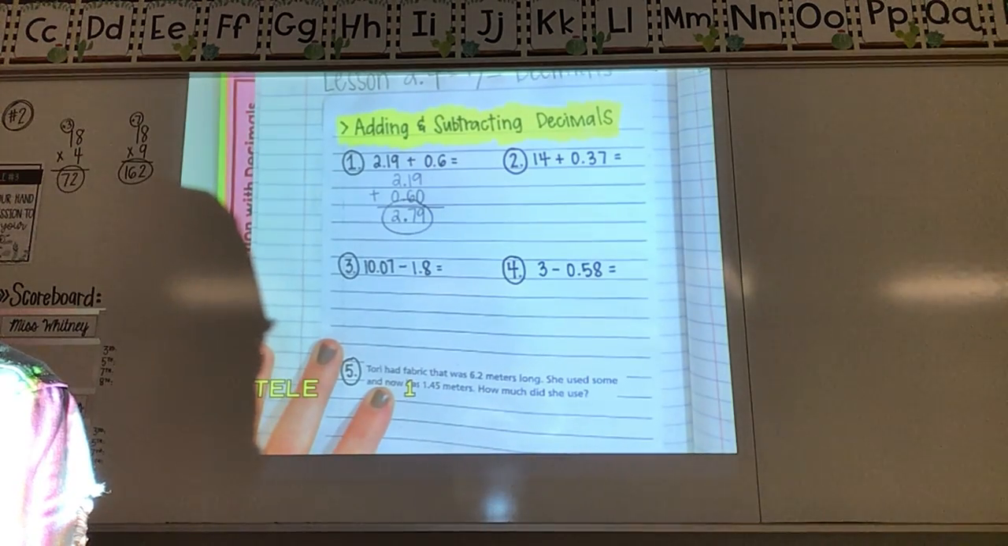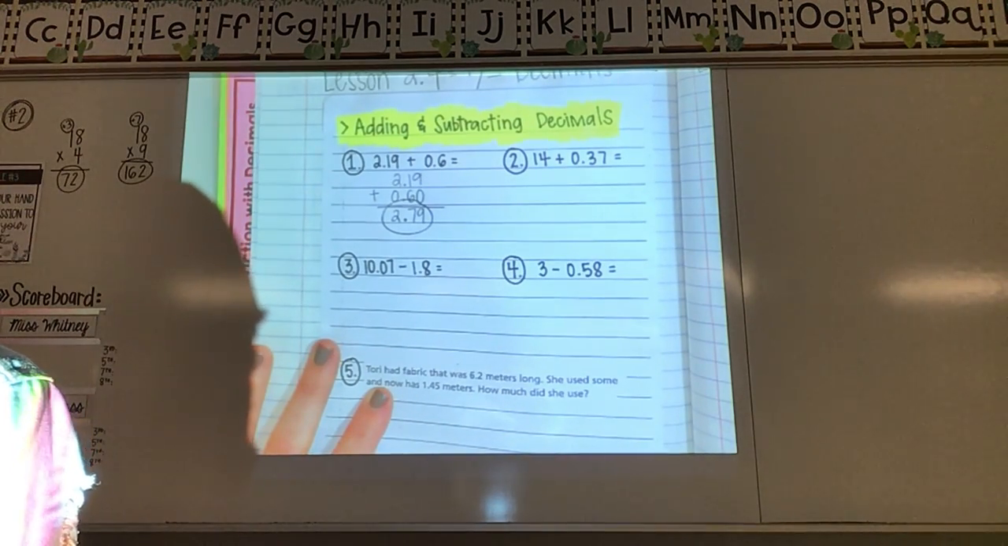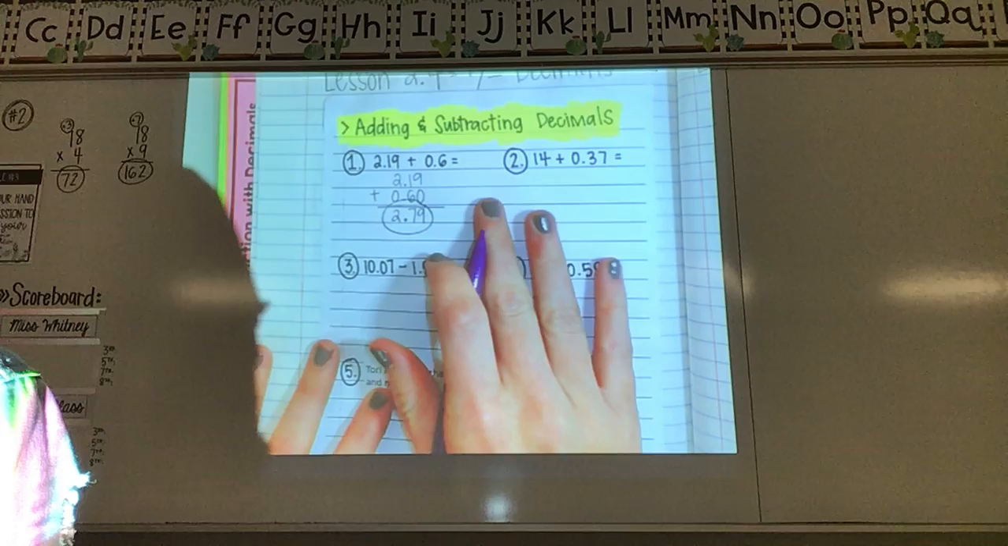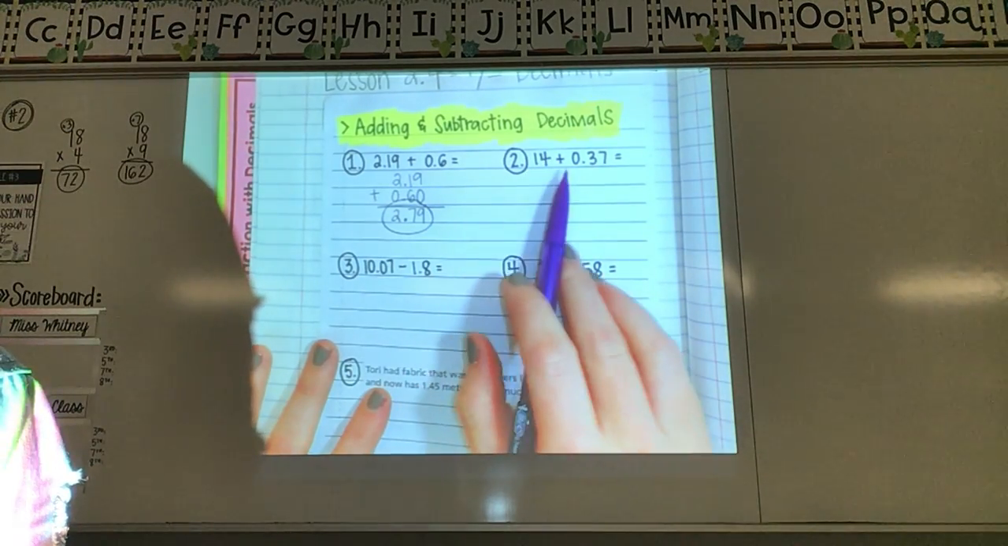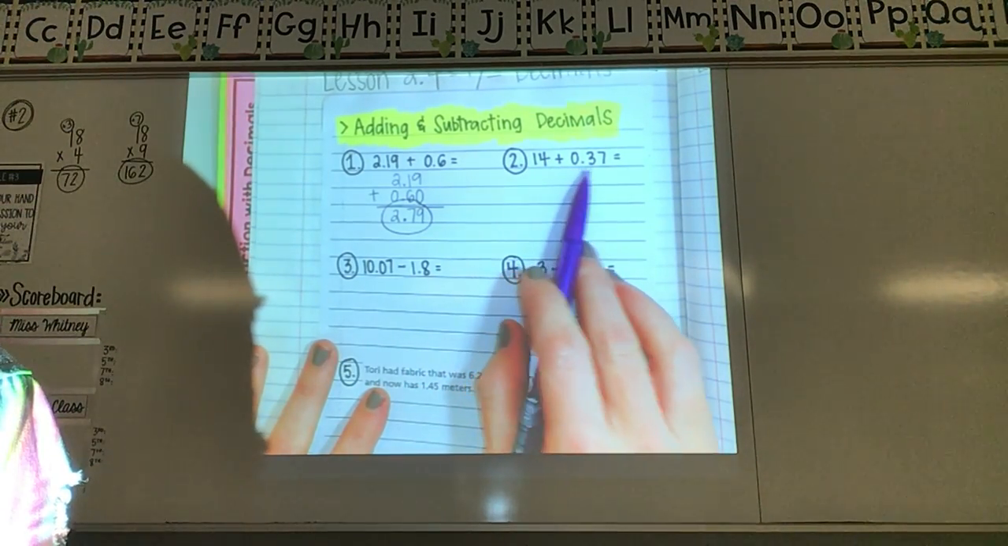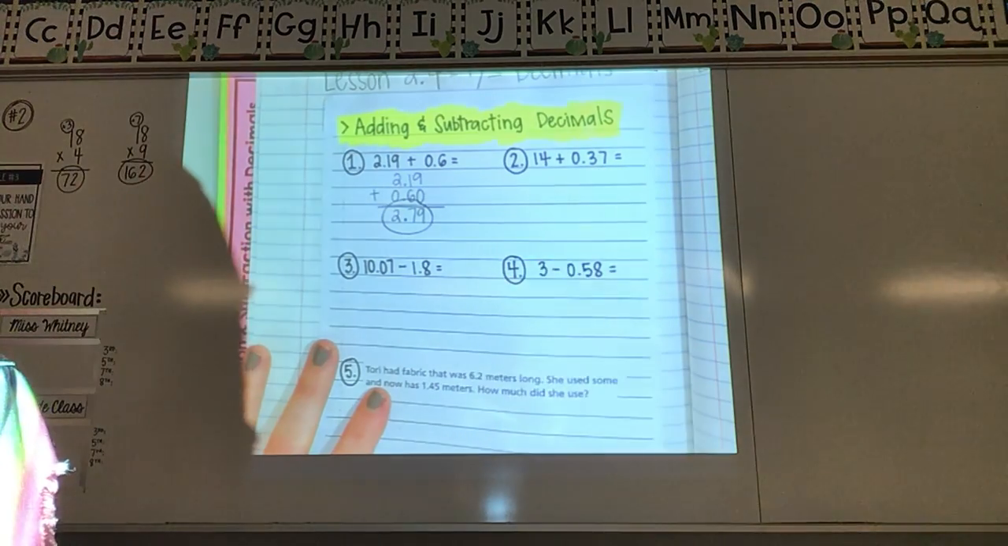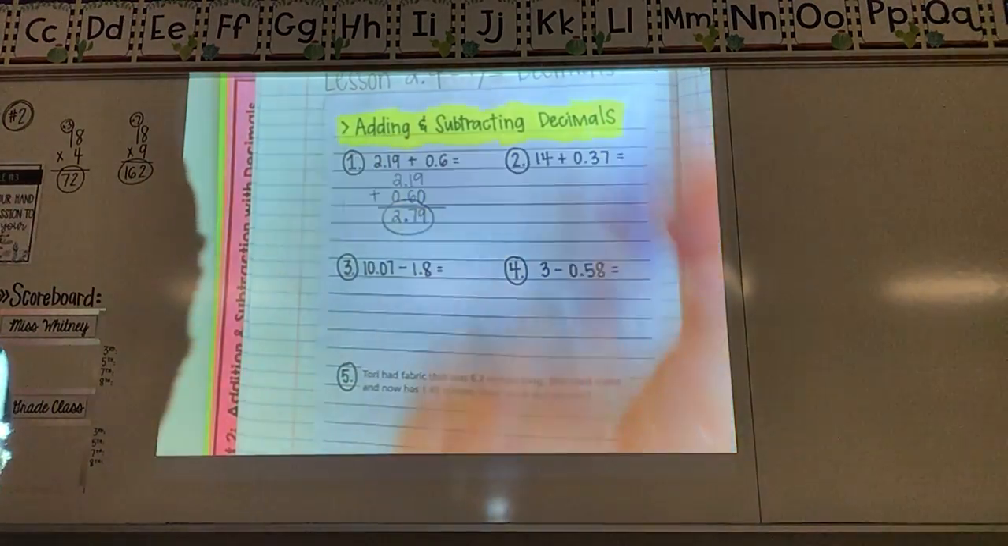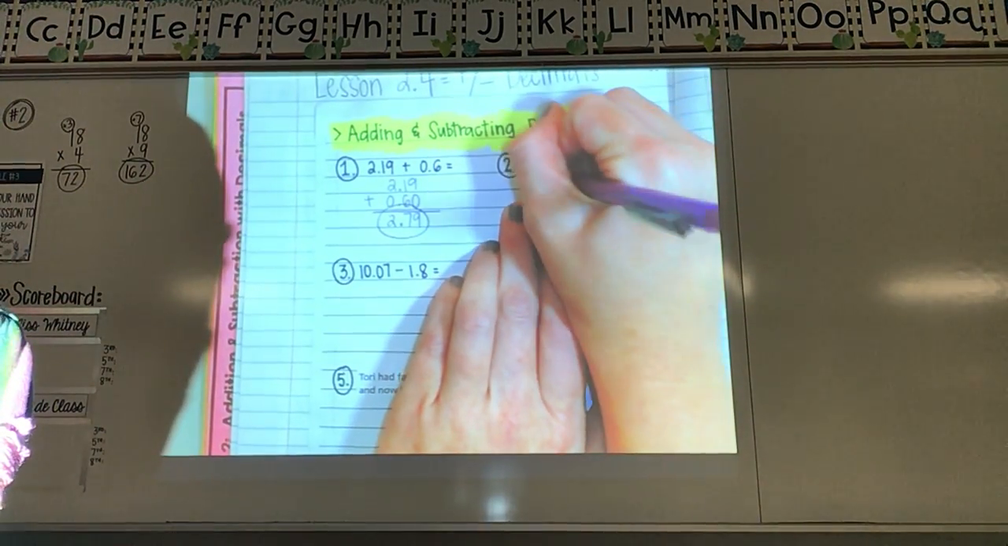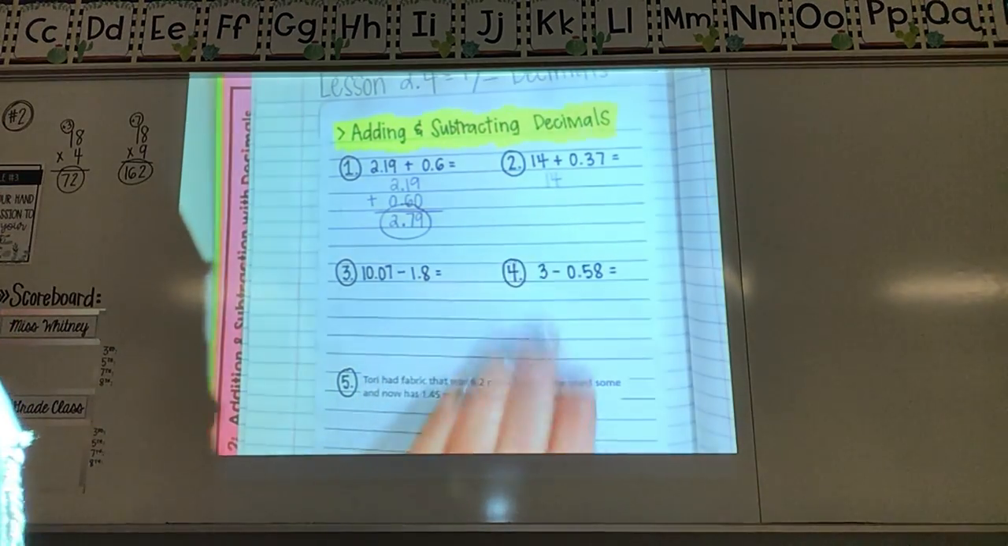I'm going to zoom in a little bit so that you can see. That's better. Let's try number 2. It says 14 plus 0.37. So again, I notice that I'm adding. Let me copy this down. Copying down my first number, which is 14.